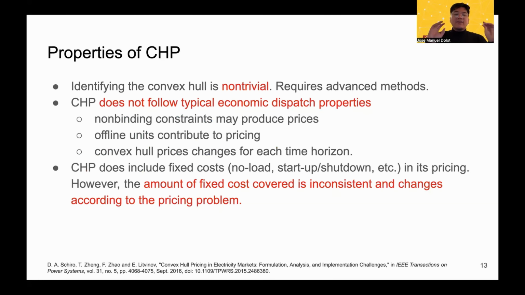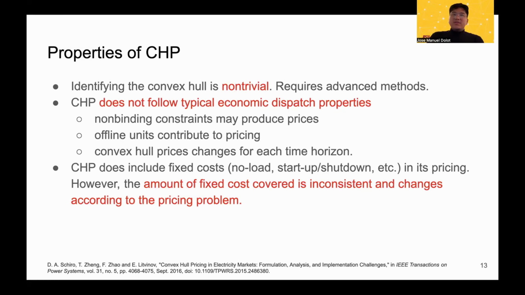Next is that the convex hull pricing does not follow typical economic dispatch properties. So that includes the non-binding constraints producing prices, offline units contributing to pricing. That happens when a unit is partially committed, let's say, since the binary decision variables are now relaxed from 0 to 1, it could be committed 0.2 or 0.3, which is weird, and that definitely contributes to pricing in CHP.